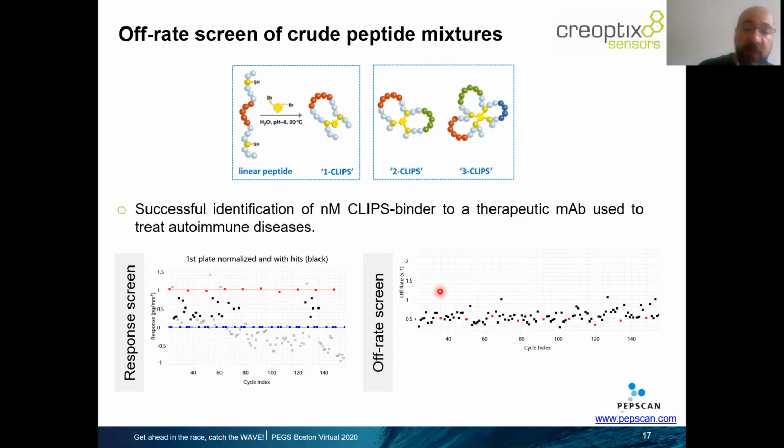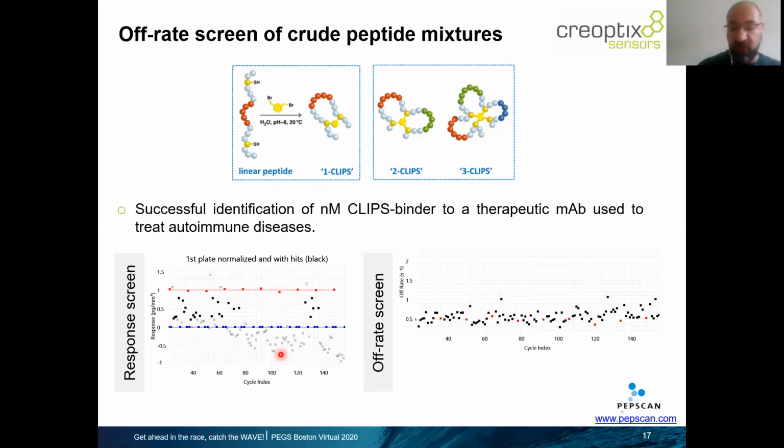And what we could do for them: they provided us with unpurified, crude peptides, and we could do an off-rate screen. So this is an example of an off-rate screen, where you are looking at the off-rate, but you can also look at the response. So in the response screen, you are looking at the response that the peptide gives when it binds to the antibody. Of course, you would have a positive control that you keep injecting to make sure that the activity is still intact, and then you can select your hits based on the response. Of course, we could see that some of the hits are not really well-behaved peptides.